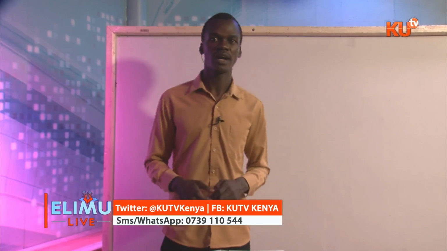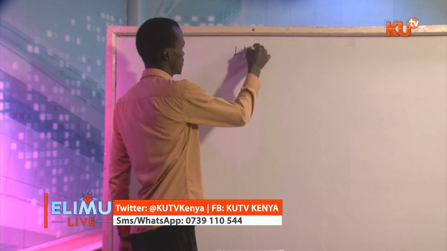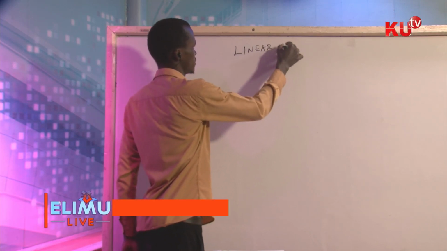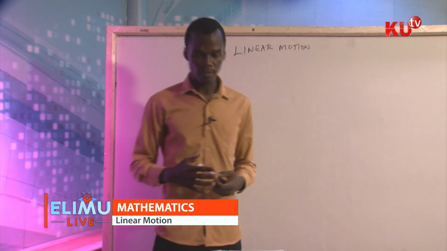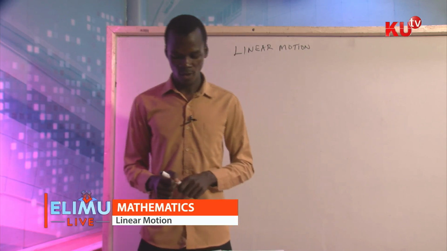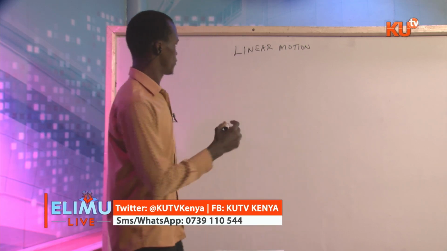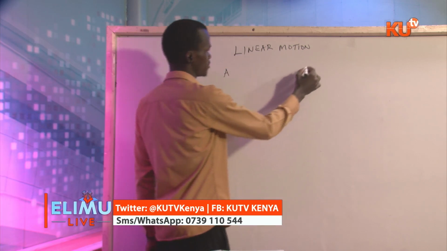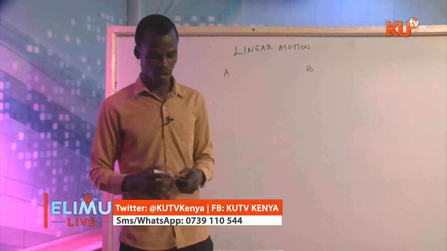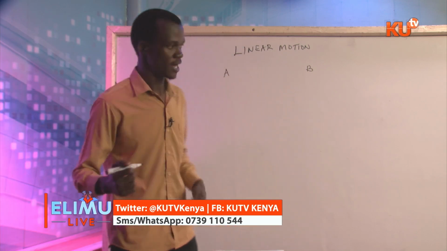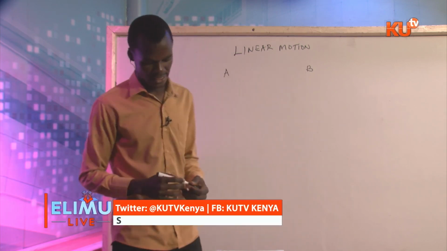Now, first of all, we want to give a brief definition of what linear motion is. Linear motion is a change in position from one point to another in a straight line in one dimension. For example, if we have a point A and a point B, the change in position from point A to point B is what we call linear motion. For example, if a car is driven in a straight line from point A to point B, then we say that is a linear motion.